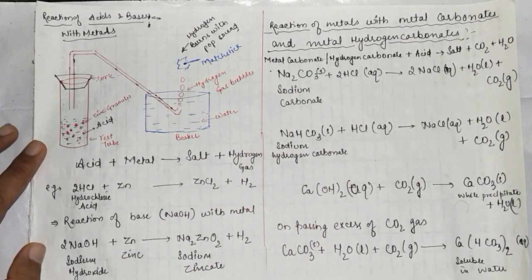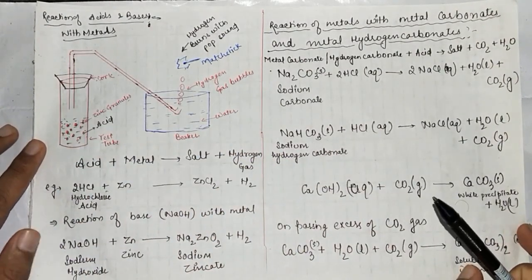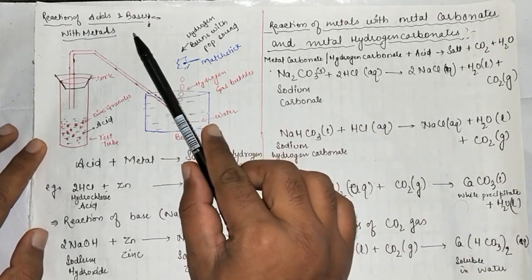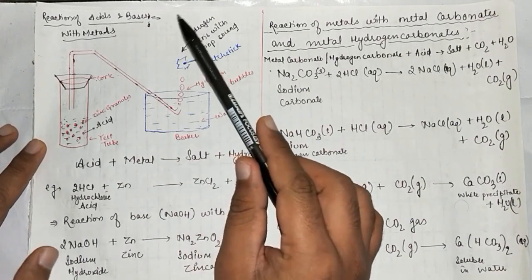Next, reactions. We will go through the reactions of acids and bases. So first of all, reactions of acids and bases with metals.